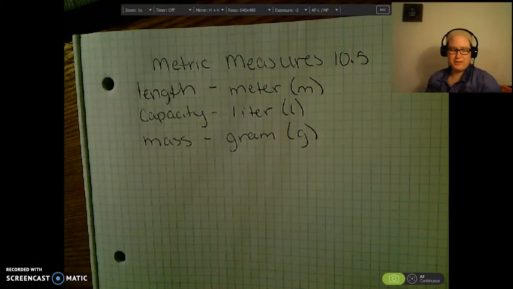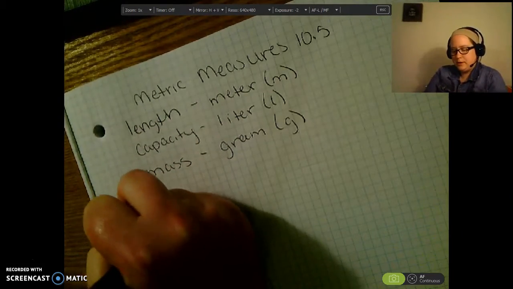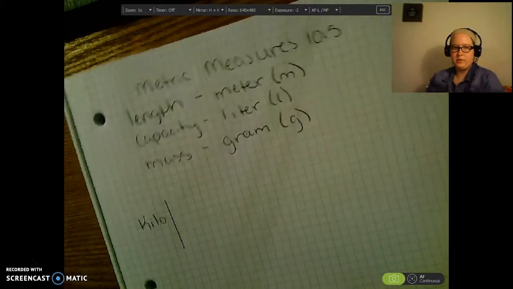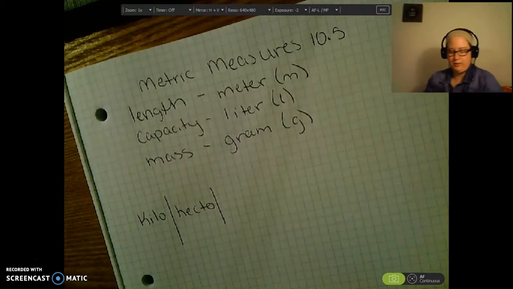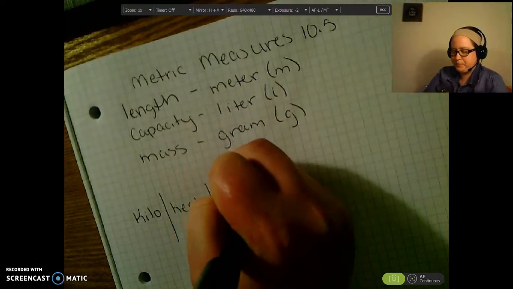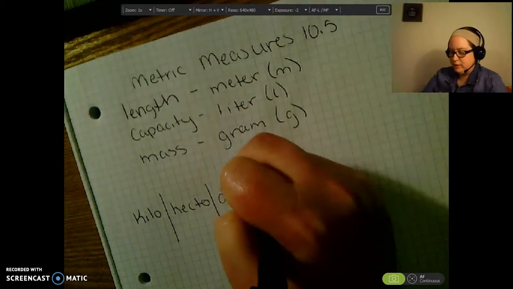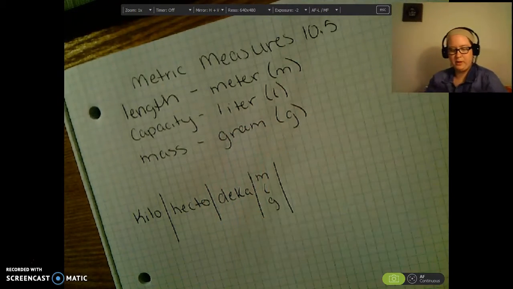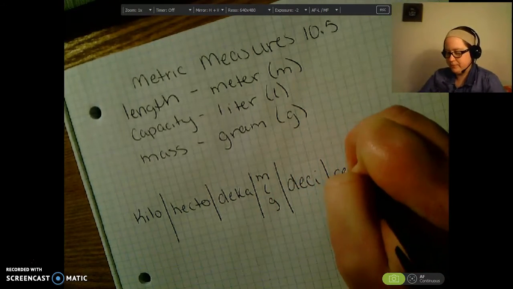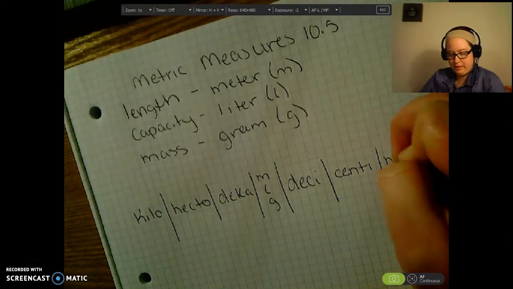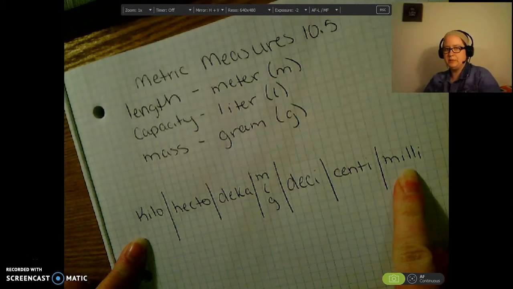Our largest prefix is going to be kilo. Then we have hecto. Then we have deca. Then you have your base, whatever that is, so that's where you're going to have your meter, your liter, or your gram. Then we have deci. Then we have centi. And then we have milli. So our largest is kilo, our smallest is milli.